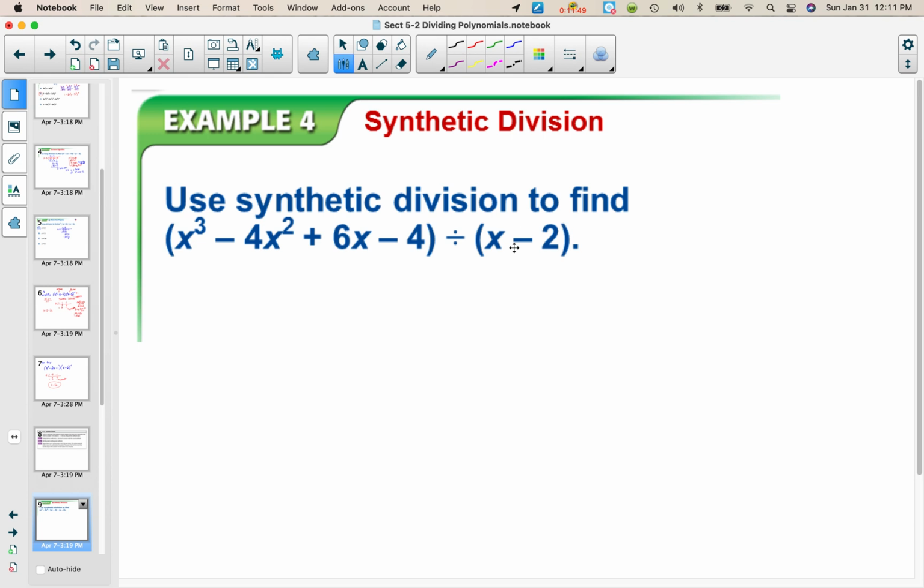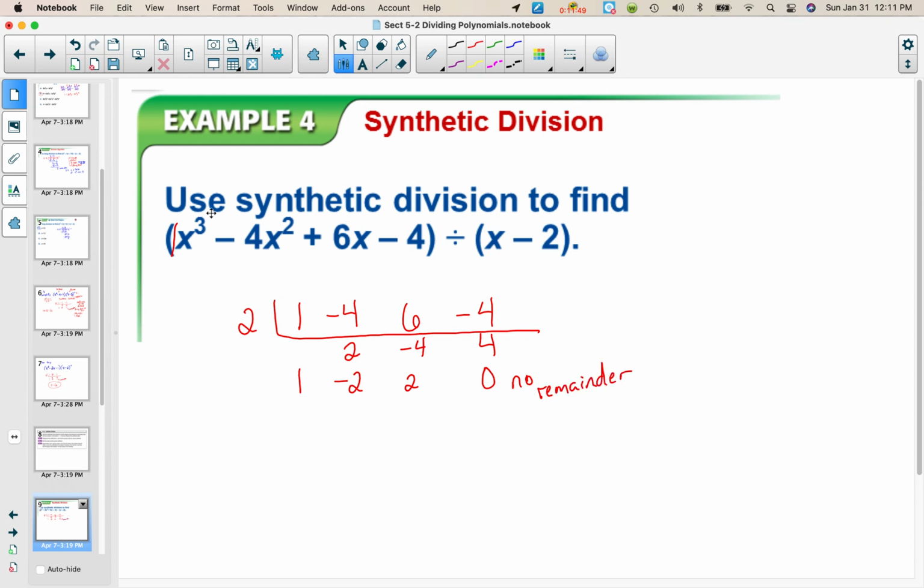So I'm going to put a 2 out front, and this would be a 1 here. So I have a 1, a negative 4, a 6, and a negative 4. Now, one thing to keep in mind, if there was no x squared term, we would need to record a 0 there for a place value holder. So bring the first number down, multiply, add, multiply, add, multiply, add. No remainder, which means I'm not going to have that fraction part at the end.